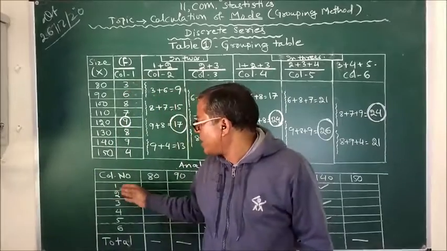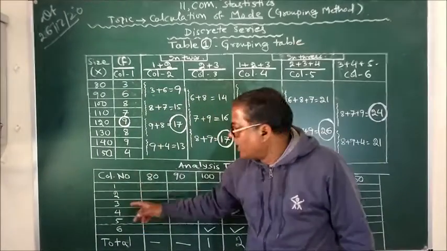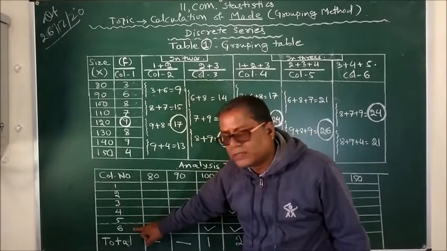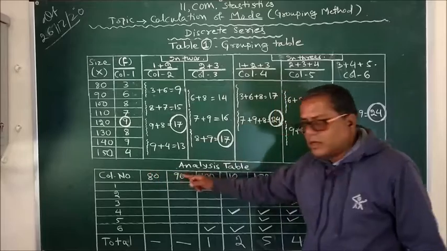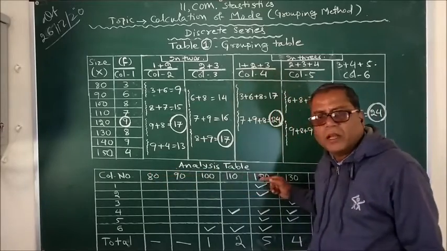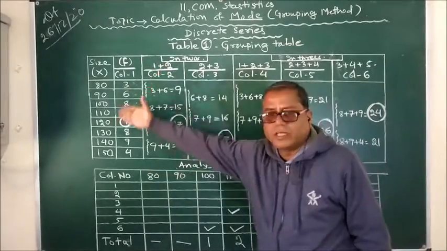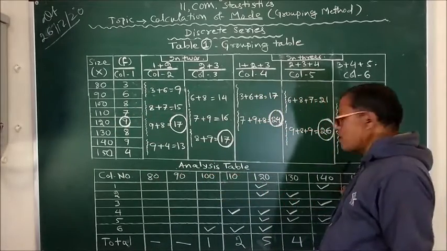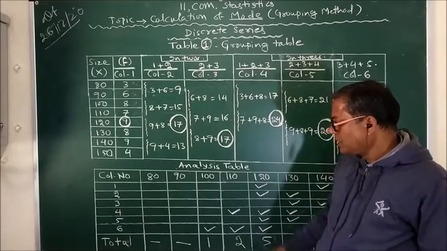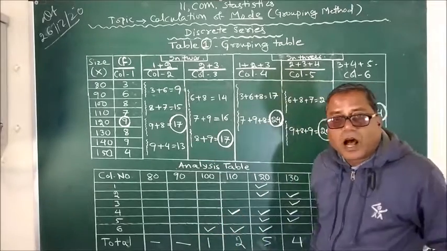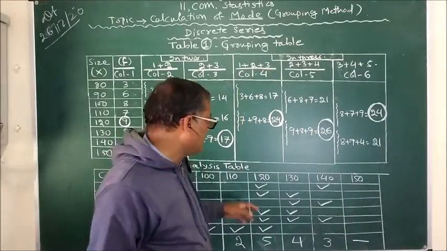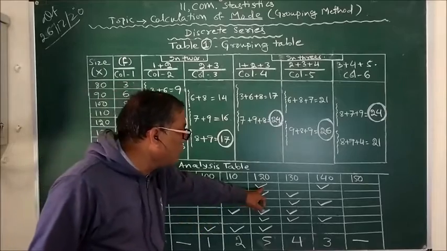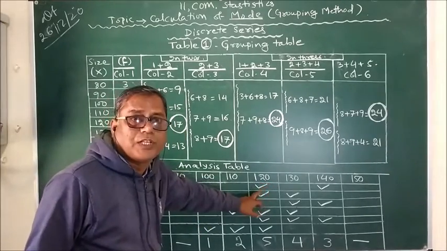You can see in the analysis table, we will write column number, and because we have made 6 different columns, that's why 1, 2, 3, 4, 5, 6. And in this row we will write down the values of the series, that is 80, 90, 100, 110, continuing up to 150. And in this way we will make the table. Now the most critical or complicated part is how to tick the analysis table.